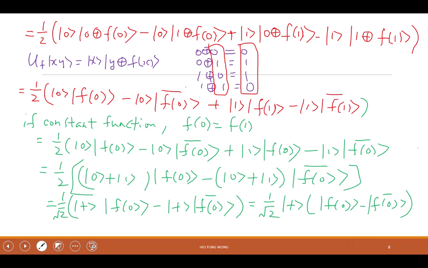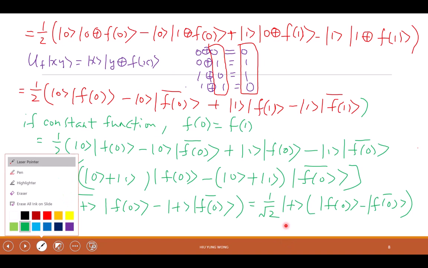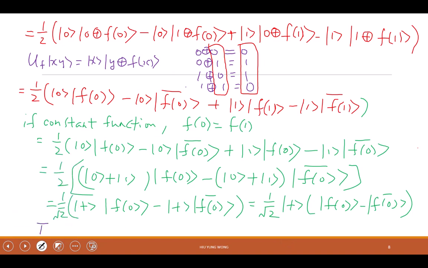But what is the main point? If your function is constant, regardless of what value you have for f of 0, when I measure the first qubit, it must be plus. That is the main point. Okay? Then I ask you to go home, try. Maybe I don't need, try. Balance case. And then you will see minus at the most significant qubit. I want you to try this in this way. Okay? But I'm going to give you the answer as a messy result, right?